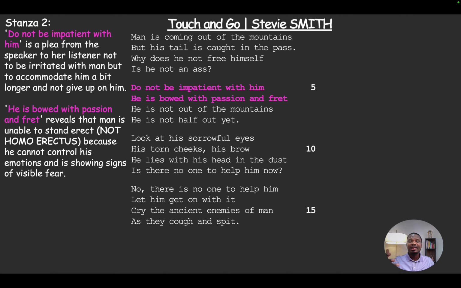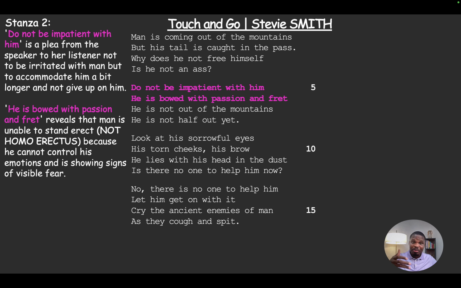In the second line of the second stanza, we're told that he is bowed with passion and fret. So here, it reveals that man is not standing erect. Maybe possibly because he's not Homo erectus, right? An erect man, because of two things. He's bowed by passion and fret. So passion there is an allusion to man's emotions, so how man reacts emotionally. And that is what is a restraint for man, being entirely free.